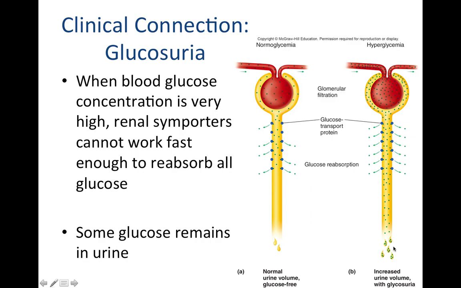And so this is one big way that you can use to diagnose diabetes mellitus. If you have that glucose appearing in your urine, you get diagnosed with hyperglycemia.